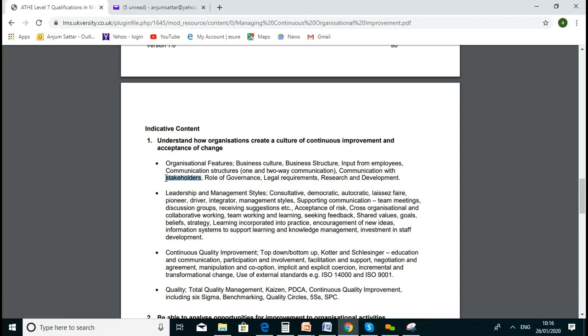Role of governance. Governance is very important: how we can govern the organization, how we run the organization. There are different governance models as well, but we'll go through the normal governance issues. Legal requirement: every organization has different legal requirements.